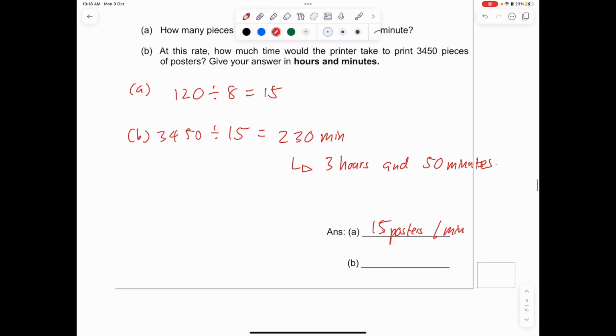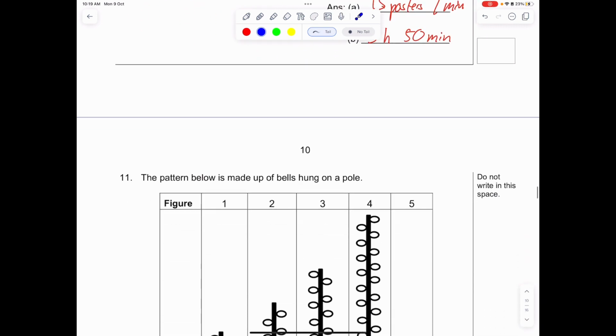Okay. If you want to use the short form of it, you can, but it needs to be written like that. It's H and not HR. Okay, 50 MIN, no S at the back. Be very careful. Not capital letter H, not HR. Next.